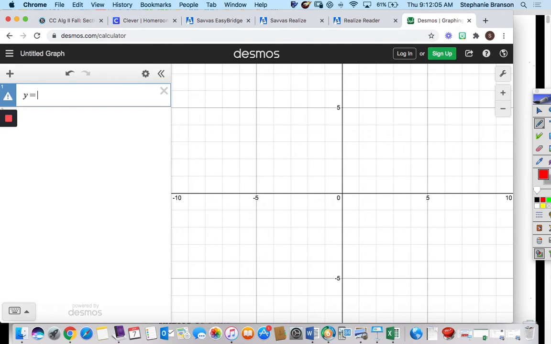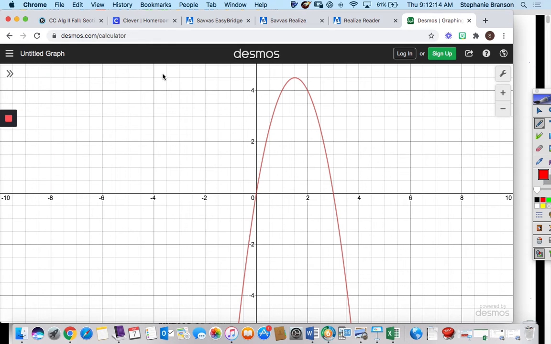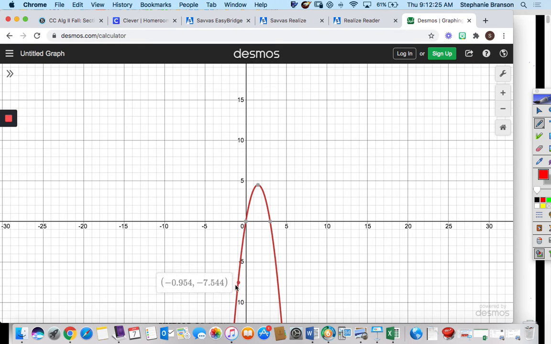y is equal to 6x minus 2x squared. Alright, now we've got a parabola shape here. But if you look at my x values, I'm looking at this left side of my graph. These x values are going to continue to get smaller and smaller. It may take them a while, but they are getting smaller. The right side of my graph, though, my x values are getting larger.